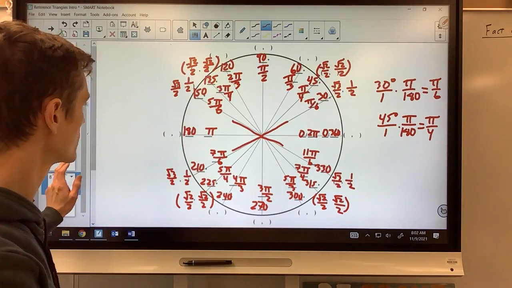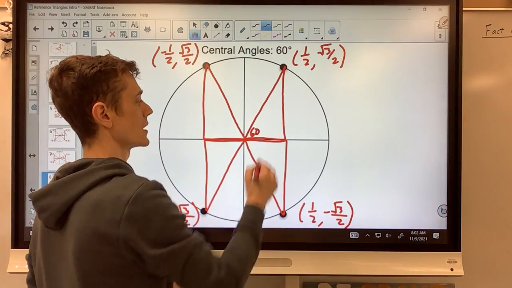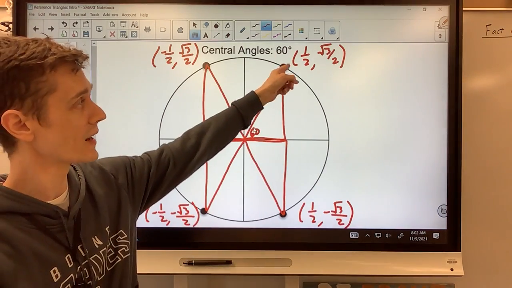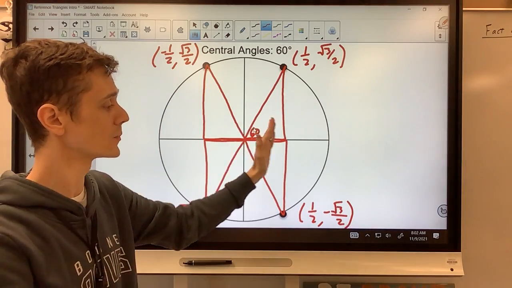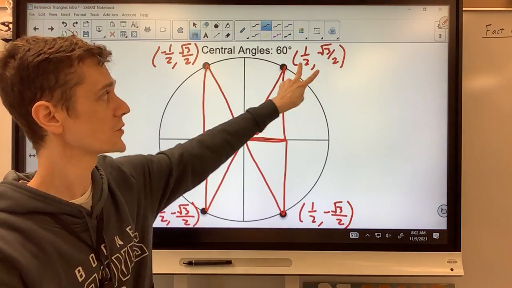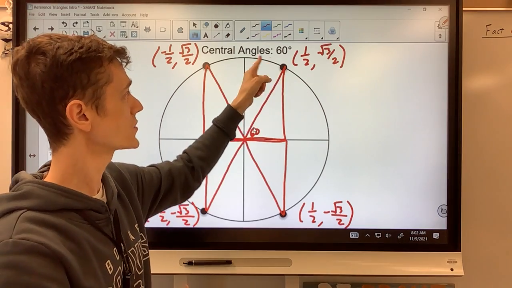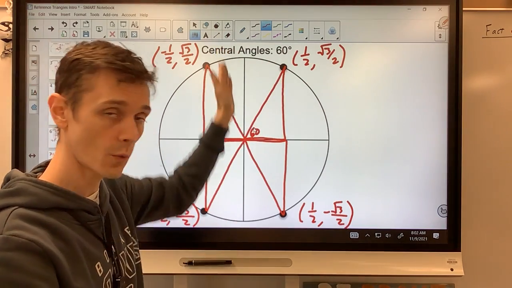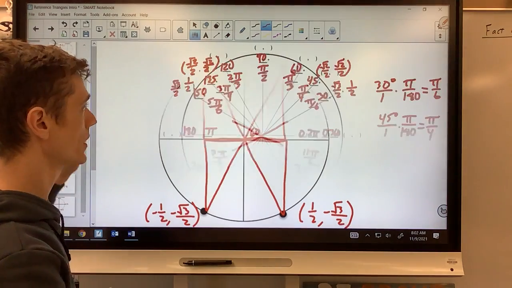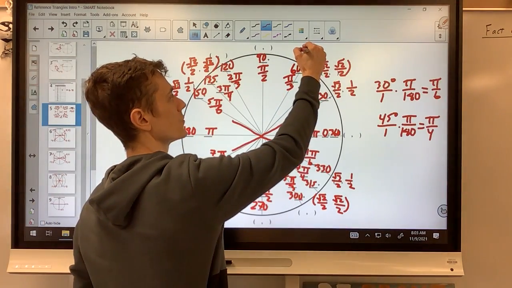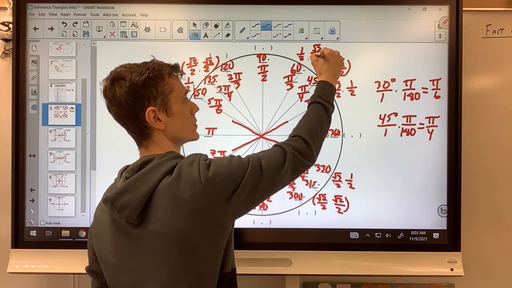Okay, the patterns continue. The central angle of 60 also makes a pair with 1/2 and root 3 over 2, but this time it has flipped the x and the y value. Now we have a smaller base and a taller height. So it has flipped and put the smaller number for x and the bigger number for y. So these are going to be the numbers that are closest to the y-axis. The ones that are taller have a bigger y value. So now I just use the same numbers, but I flip the order of them. So 1/2, root 3 over 2.